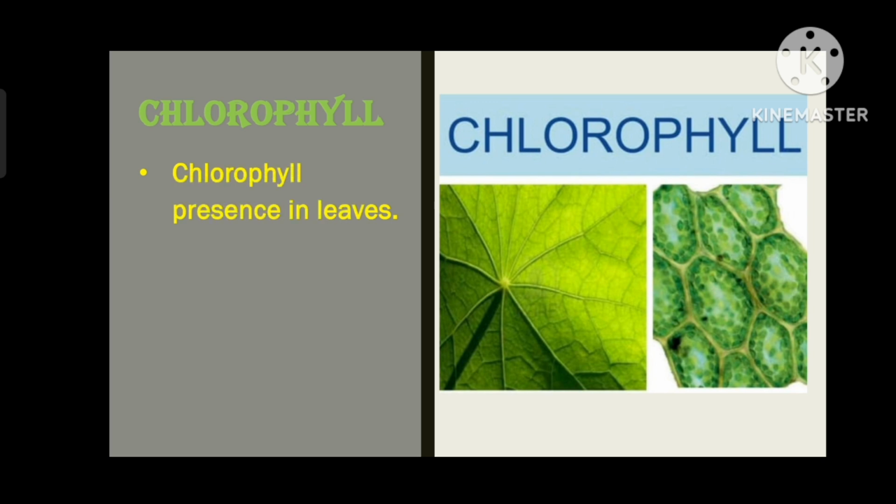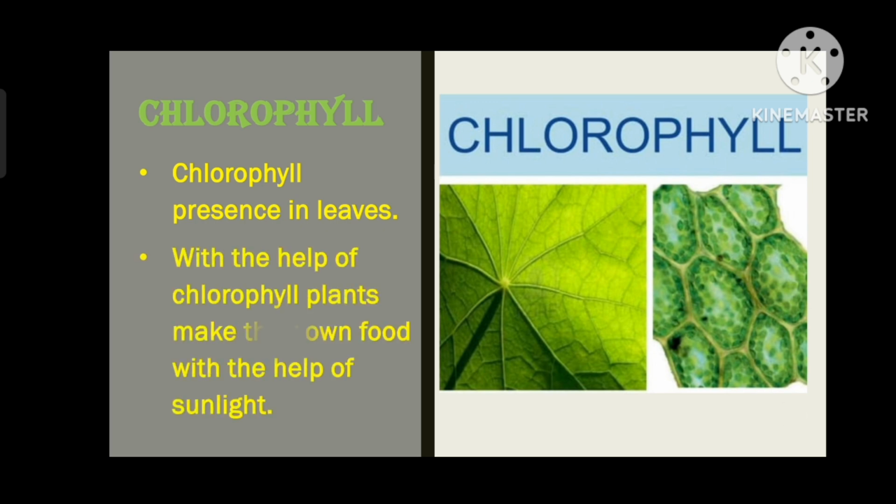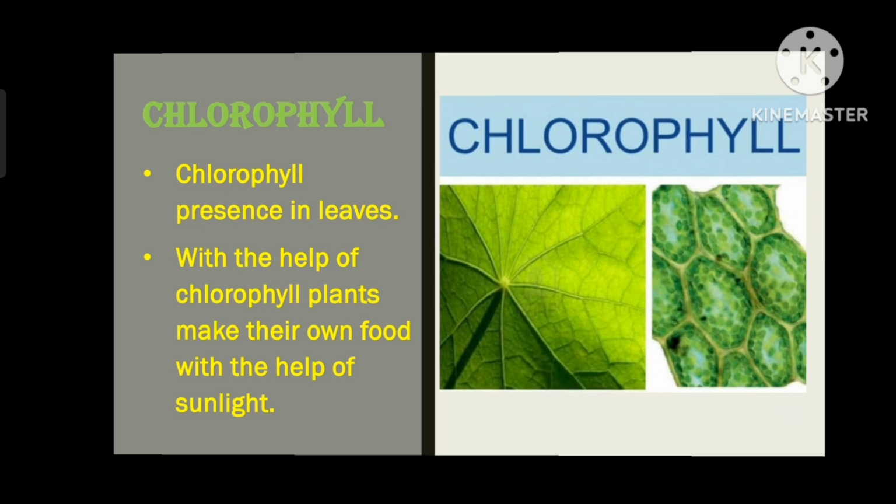Plants make their food with the help of chlorophyll. The plants which have chlorophyll have green color. Chlorophyll is present in the leaves. With the help of chlorophyll, plants make their own food with the help of sunlight.